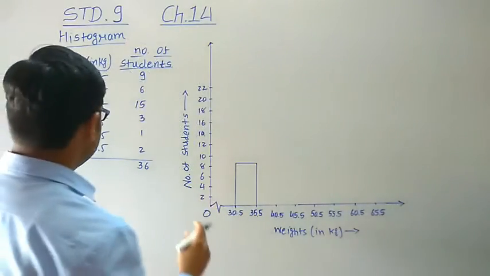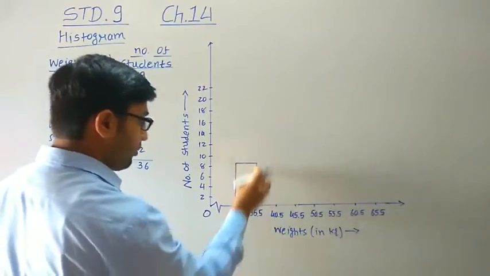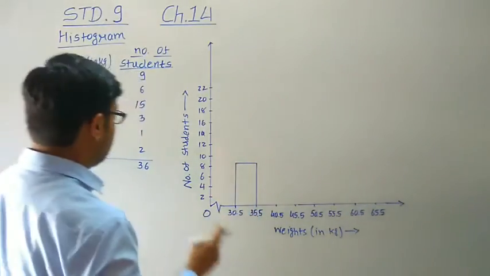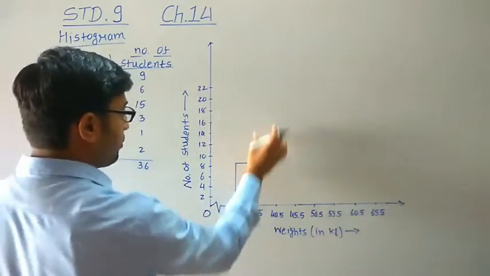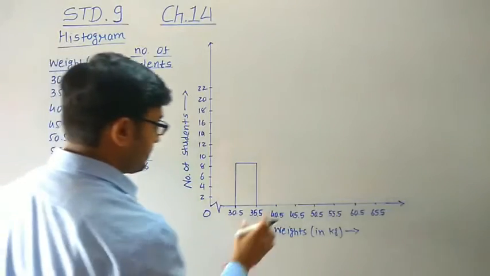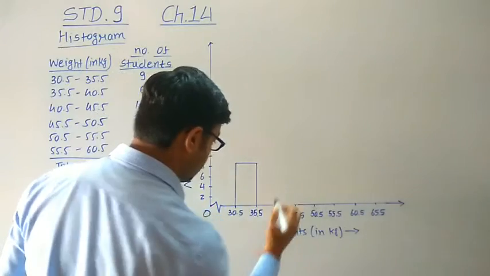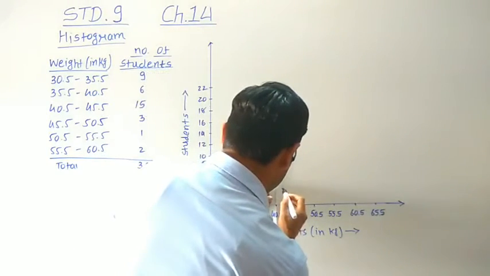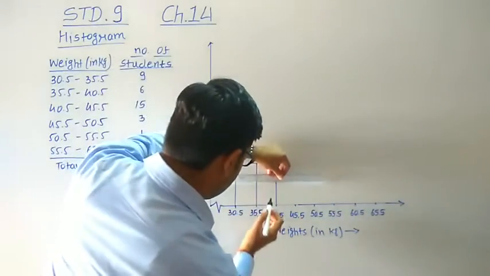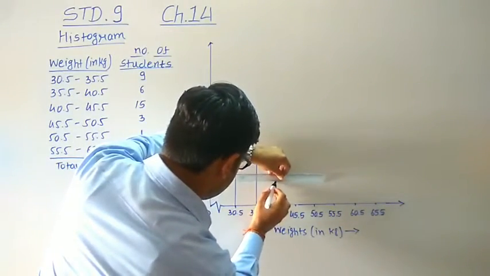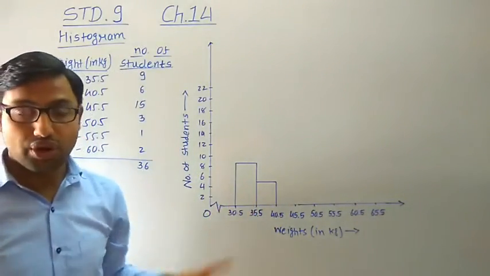Now the second bar starts at 35.5. That means the same point, from here we have to start. That is why it is called continuous. And up to the point 40.5, but what will be the height? The height will be 6. So from here we have to go up to 6. So from here to here. Now we can join this one like this. Did you notice? Between these two bars there is no gap.